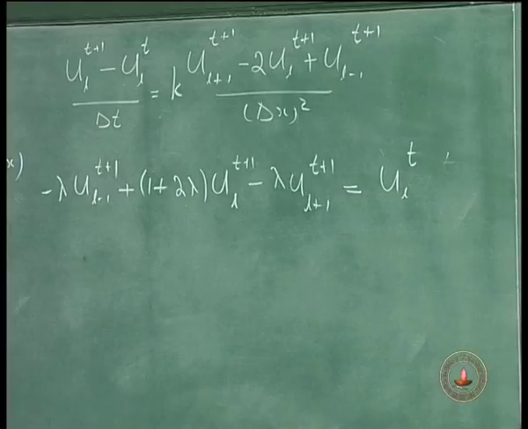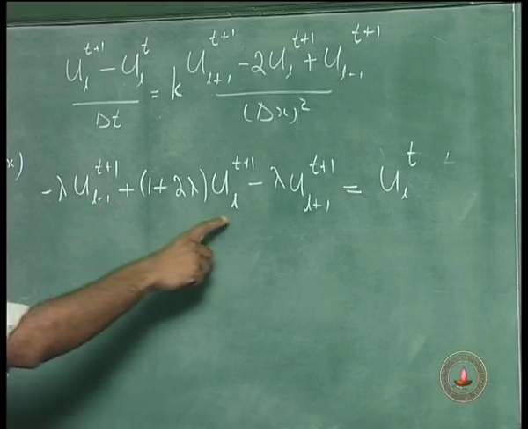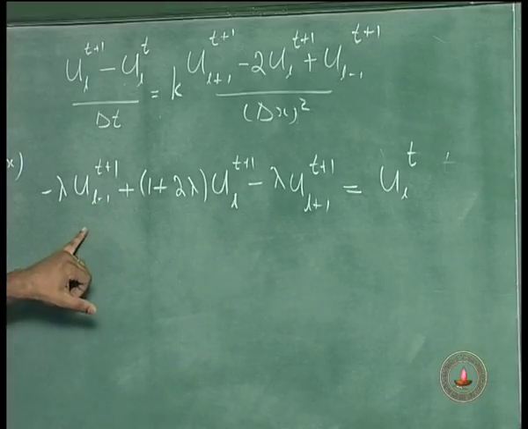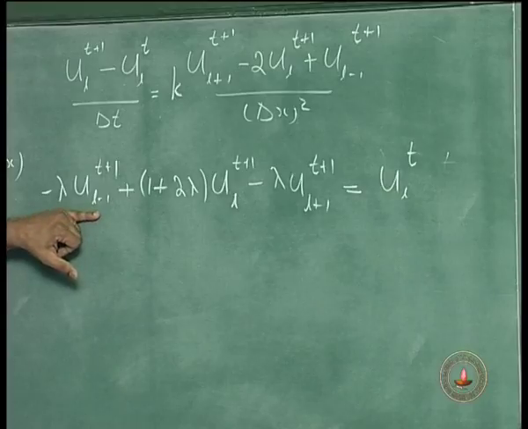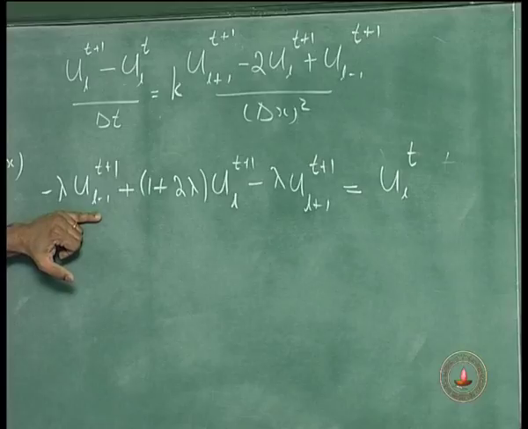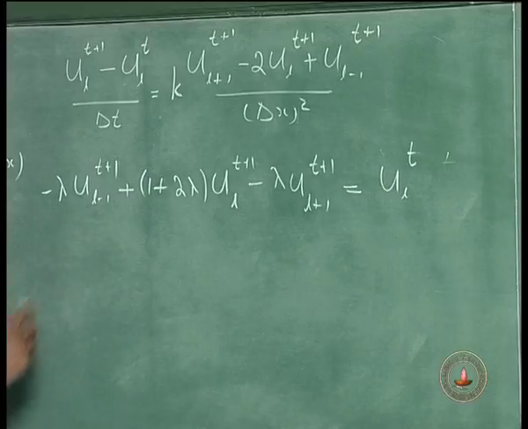So now we have the equation in this form, and we have to solve for the unknowns at time t plus 1. We write this equation for every spatial point l, and we get a set of linear equations. That set then has to be solved using matrix methods to get the correct answer.